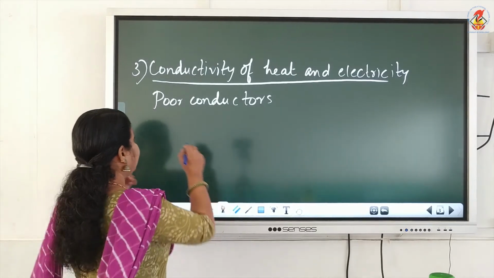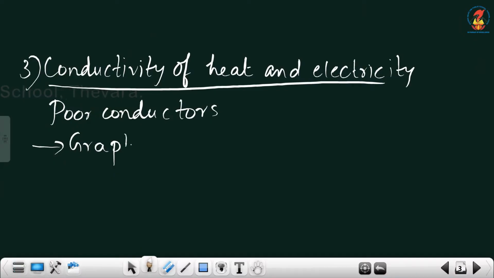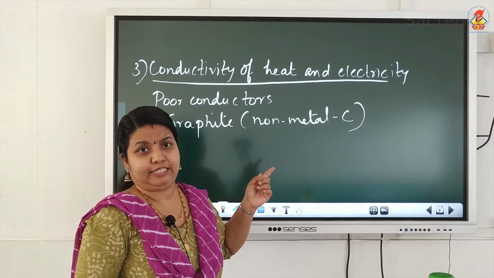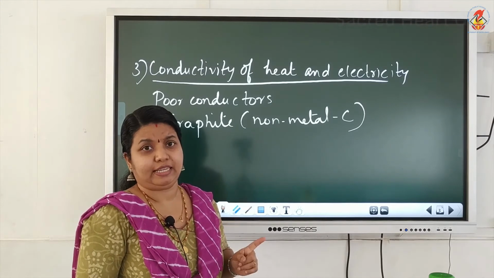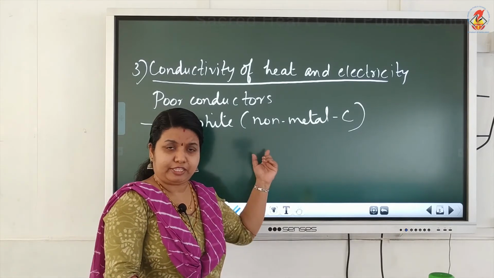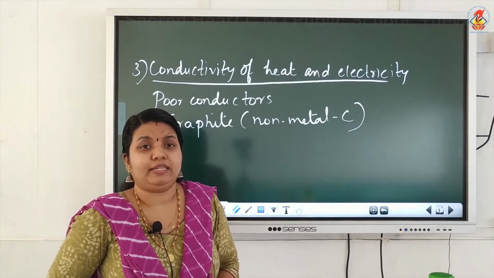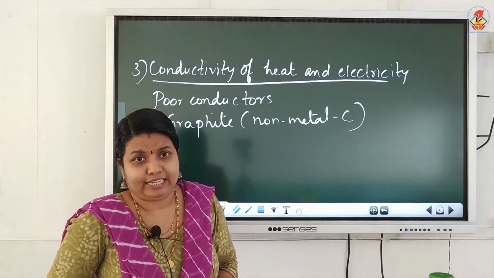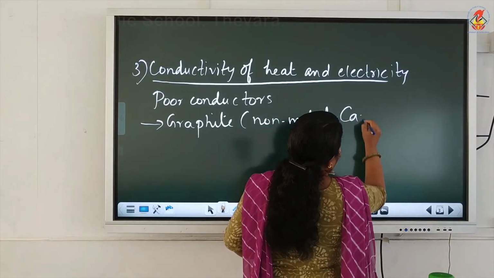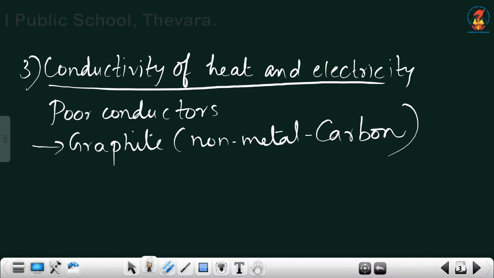Okay, there is an exception, graphite. Graphite is made up of the non-metal carbon. It is a very good conductor of electricity. So, that is the exception. Except graphite, all non-metals are poor conductors of heat and electricity, but graphite, which is a form of the non-metal carbon, is a very good conductor of electricity.